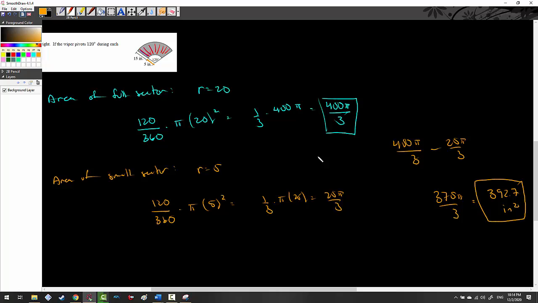In other words, what I've just found there is that the area of this darkened space, hopefully the pen doesn't glitch out again, minus the white space, is the area that the windshield wiper covers. Hopefully that makes sense. I will see you guys in the next example.